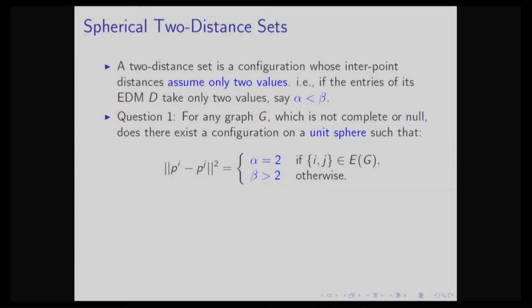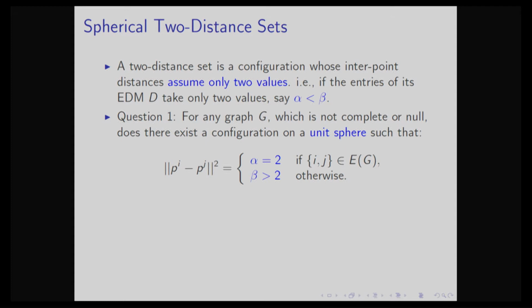So you need the points to be on a unit sphere such that the squared Euclidean distance between any two adjacent points given by this graph is equal to 2. So all distances corresponding to the edges of this graph must be 2, and all other distances must be beta, which is bigger than 2. Okay? So this is a spherical 2 distance set.